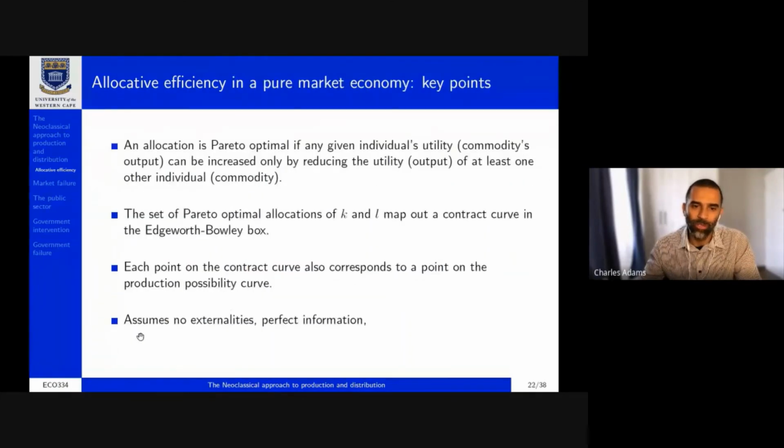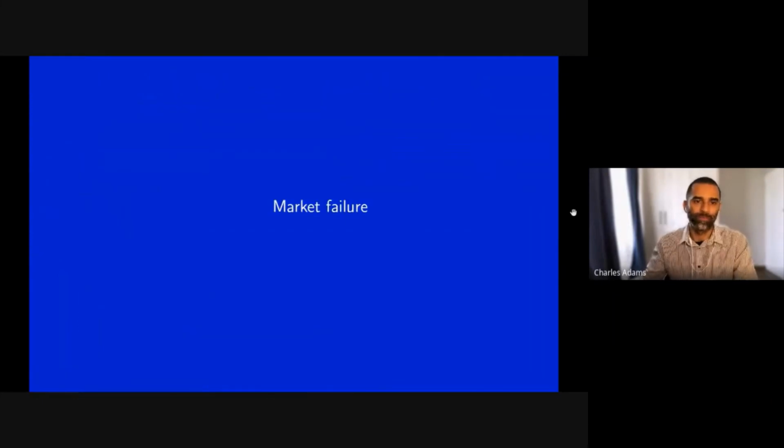And those assumptions were no externalities and perfect competition, among a few other simplifying assumptions, right? Okay. But those assumptions don't hold, okay? In fact, as I mentioned at the start, the framework that we've been dealing with, the neoclassical framework for a production and exchange economy, is a normative analysis, right? So now we're going to move into the more positive realm, and we're going to talk about how this model sort of fails to describe our reality.